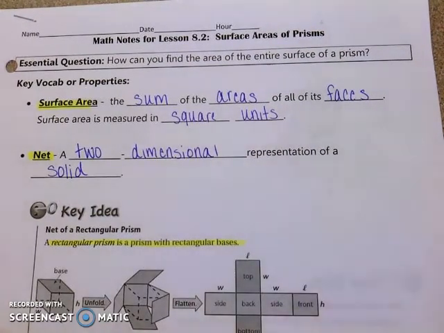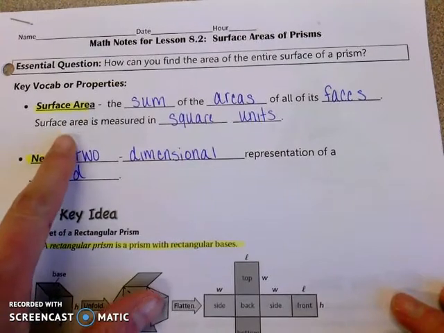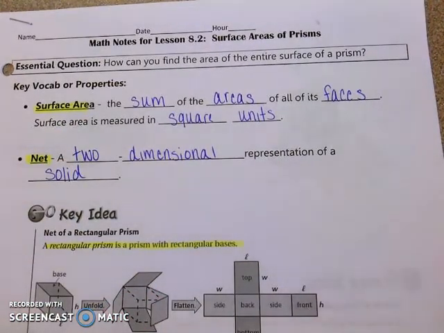Today we're going to look at finding the surface area of prisms. So when we're talking about surface area, it's the sum of the areas of all of the faces, of all of the sides. And since it's area, we're measuring it in square units.